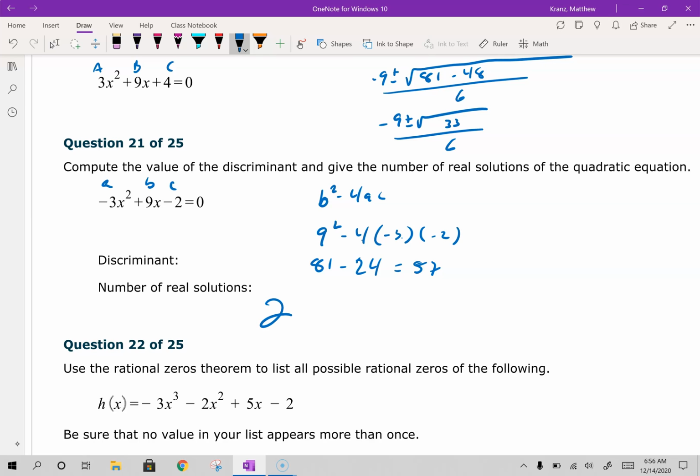Because remember, if the discriminant is positive, there are 2 real solutions. If it's 0, there is 1 real solution. If it's negative, there are 0 real solutions.